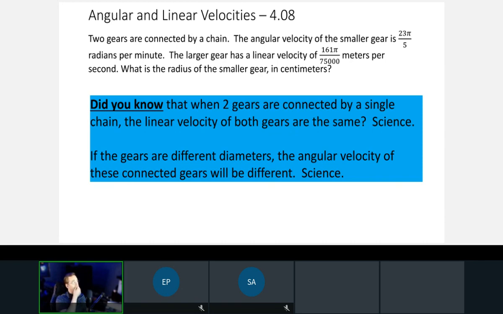Okay, so we have 2 gears connected by a chain. The angular velocity of the smaller gear is 23 pi over 5 radians per minute. The larger gear has a linear velocity of 161 pi over 75,000 meters per second. What is the radius of the smaller gear, in centimeters?